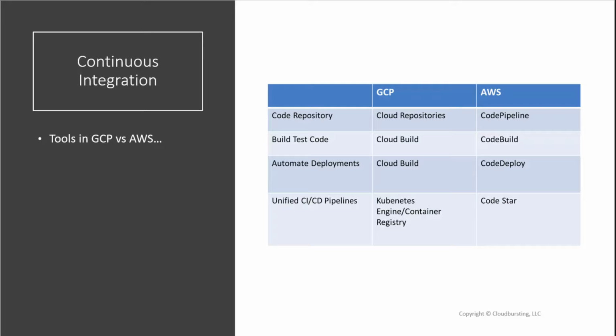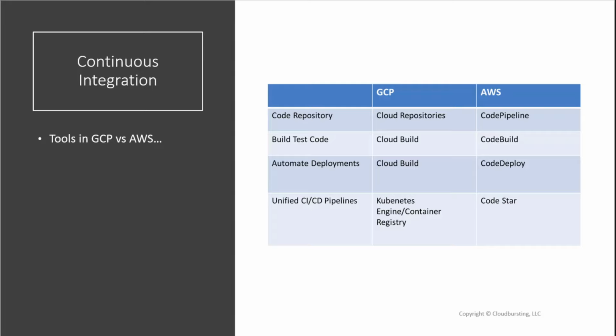So with that said, that's really the main comparison I want to just give folks quickly. And then when it comes to a unified CI/CD pipeline, we could always tie in Kube Engine and Container Registry. And in AWS, that would, of course, be called CodeStar.